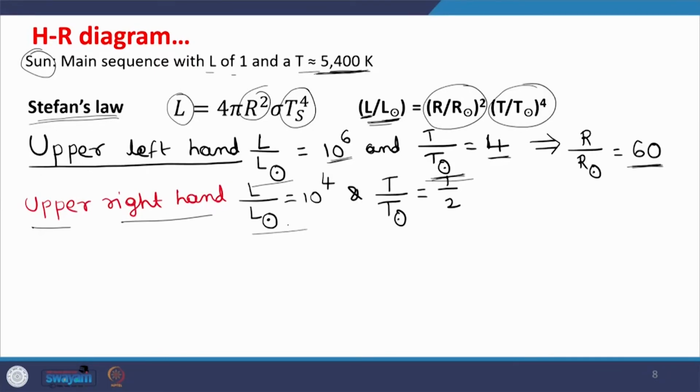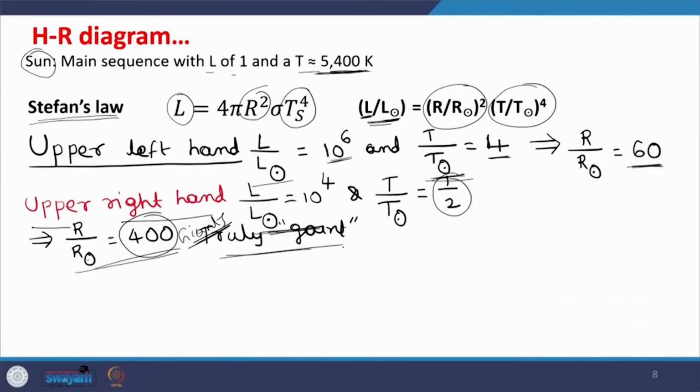L by L naught is 10 to the power 4, highly luminous, and of course low temperature; that is the reason I have written T by T sun is 1 by 2. See the HR diagram, it will be more clear to you. Keep the HR diagram with you, otherwise these numbers will be confusing. This gives a very high radius, 400. That is the reason I have used the word red giants, very big size. How much? About 400.